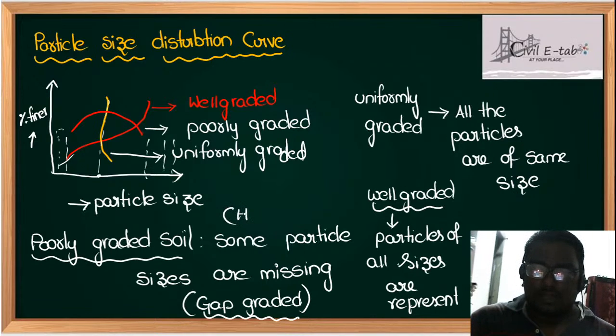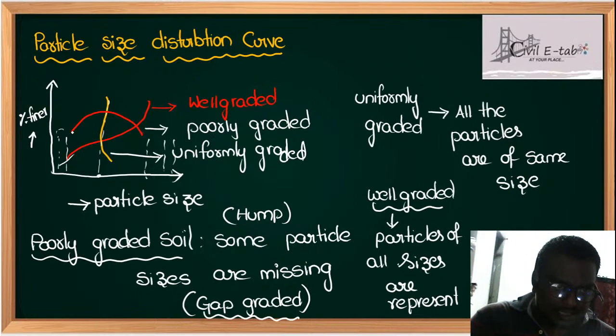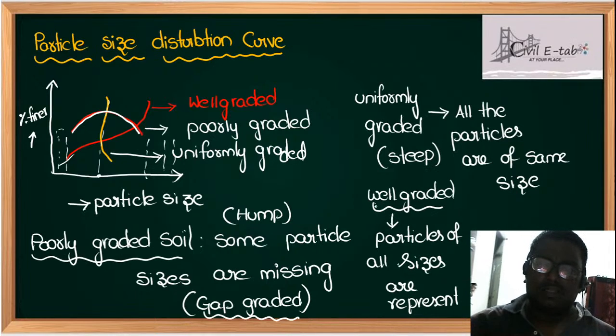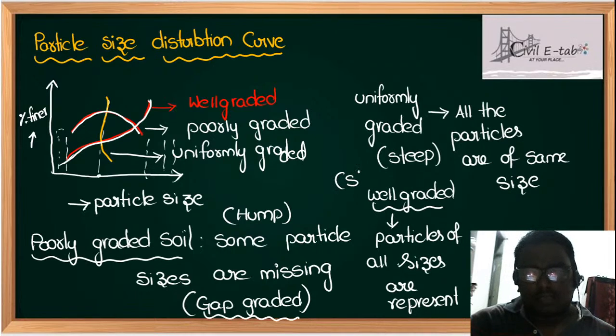They can ask you the shape of the curve. It will be like a hump. If you see here, it is like a hump. Am I correct or wrong? Similarly, they can ask you what is the shape of the curve. It is like a steep curve. And they can ask you how it is well graded. Well graded is something like an S curve. So this also they can ask you, students.